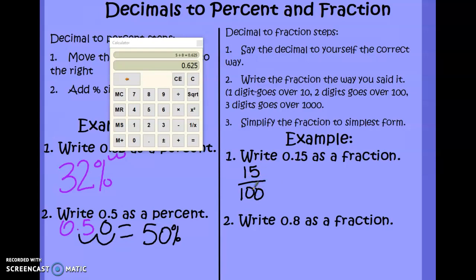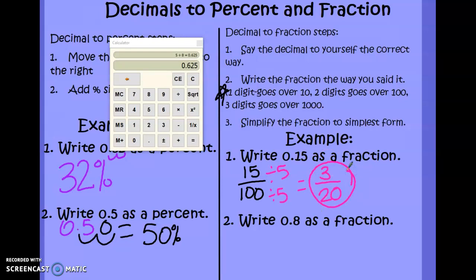Okay, if we're not super sure, I give you guys some stuff right here. You guys can write that down because it will help you. So once I have written my fraction, I'm just going to simplify it. Okay, both of these are divisible by 5. So I'm going to start there. Divide by 5. So 15 divided by 5 is 3. 100 divided by 5 is 20. So this is my fraction.